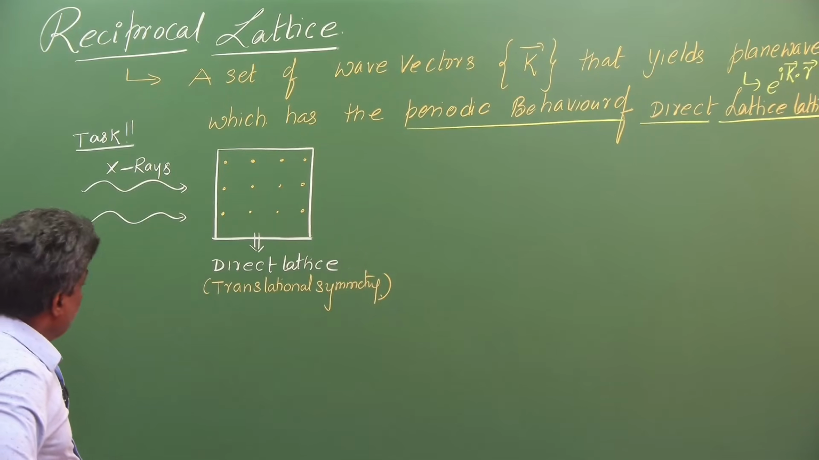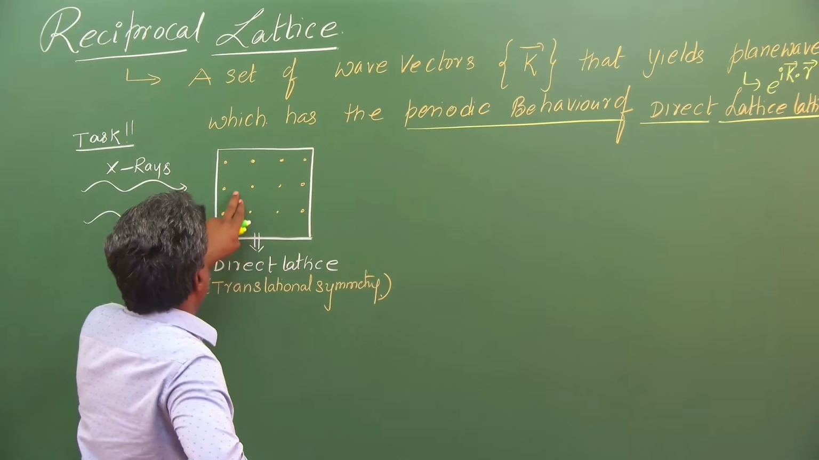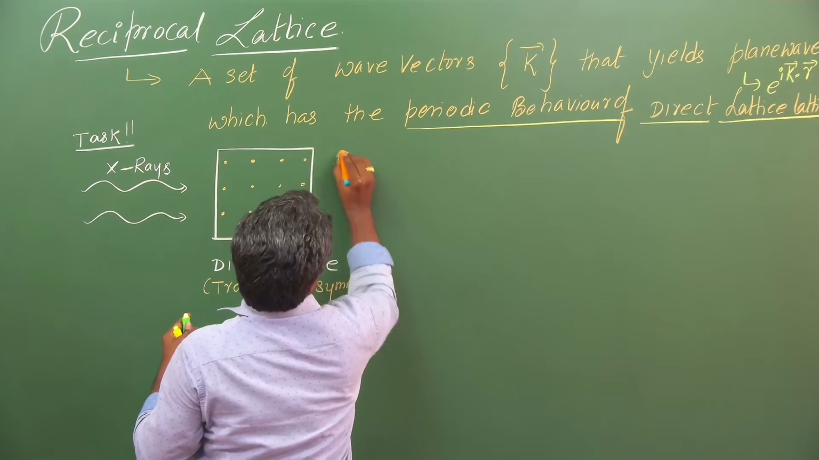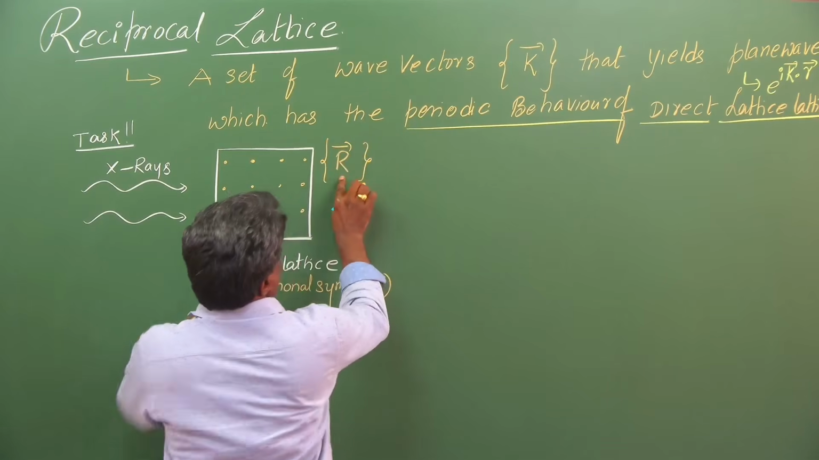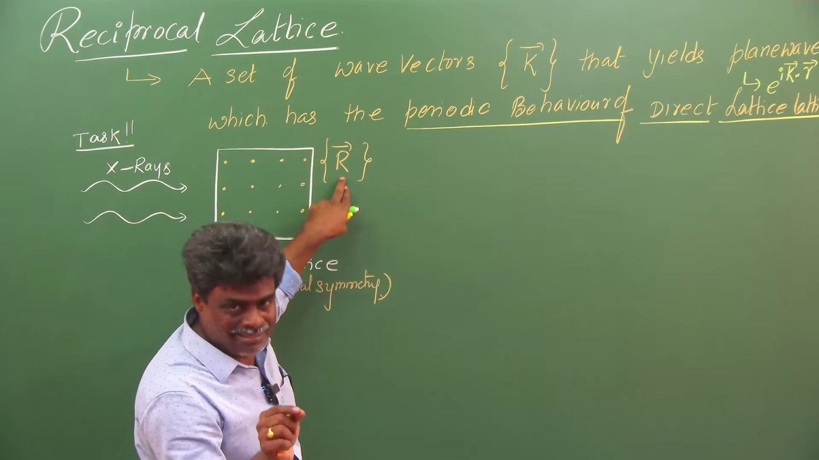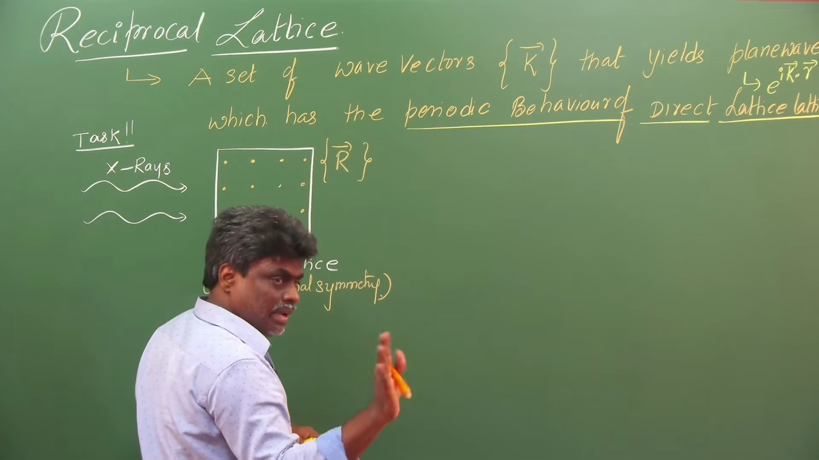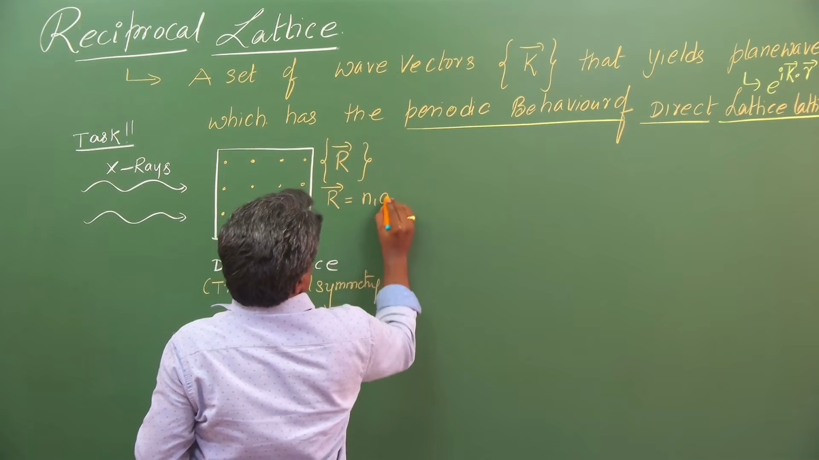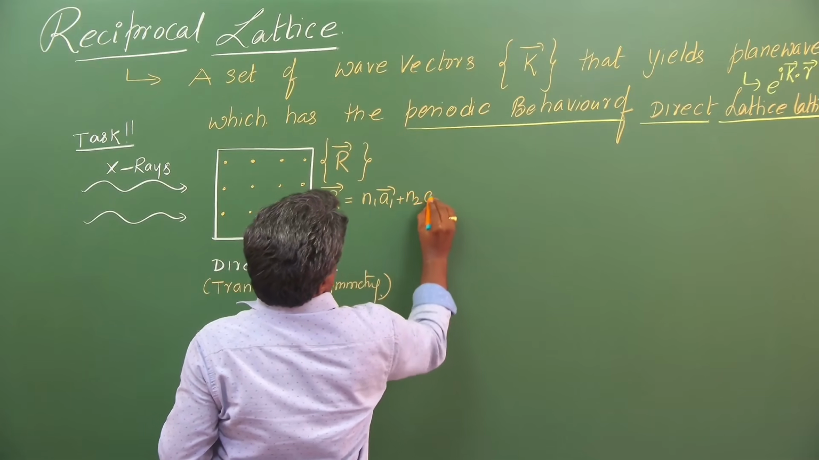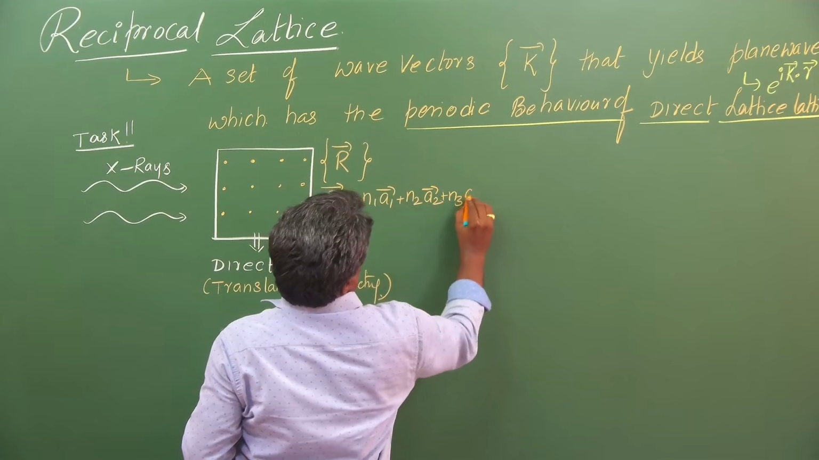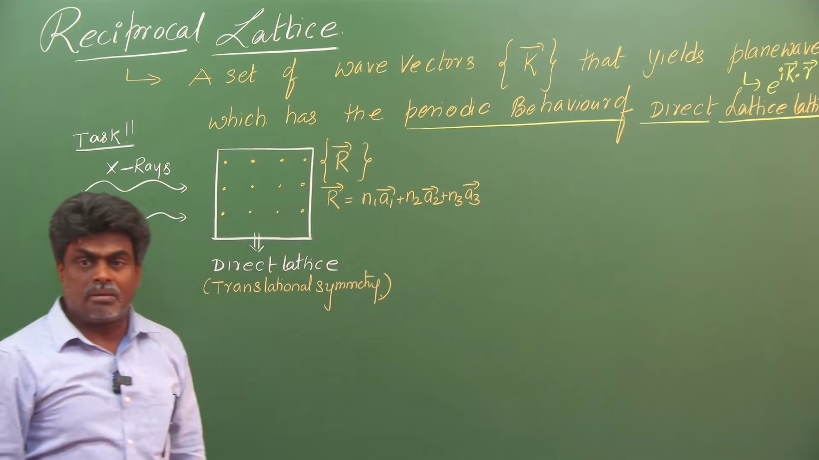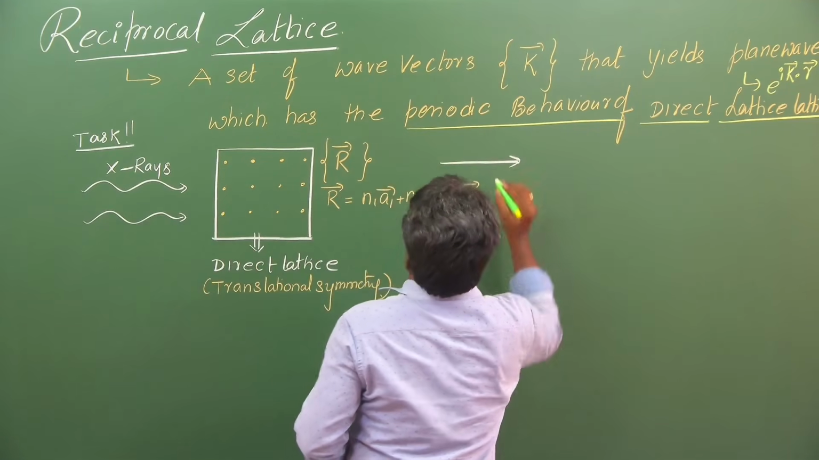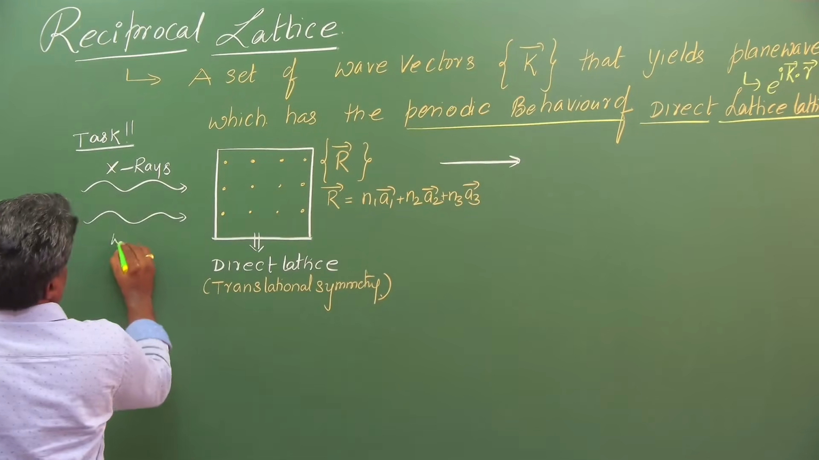Now what is the problem here? It's simply an array of points. I'm not getting any information from this. So this is simply a set of translational vectors. I'm writing it as R bar, R for real. Everybody knows, instead of T, I'm using R bar: n1 a1 bar plus n2 a2 bar plus n3 a3 bar, where a1, a2, a3 are primitive vectors of the direct lattice.